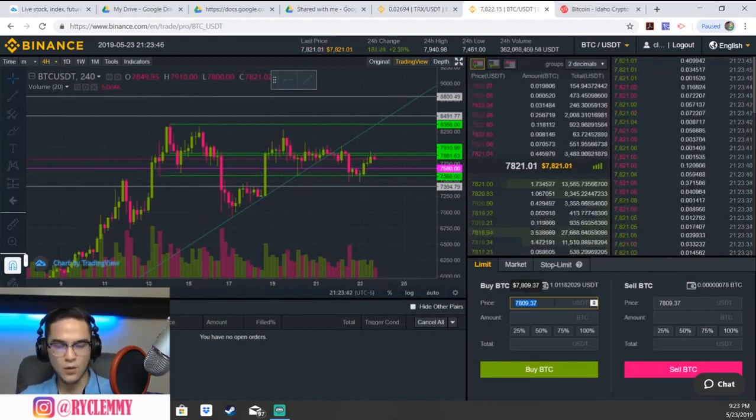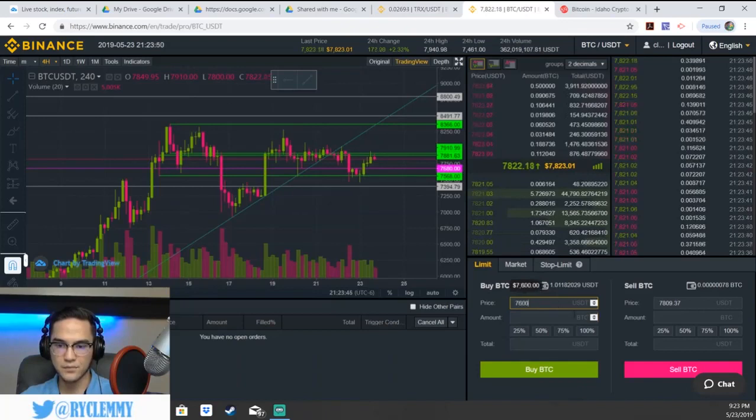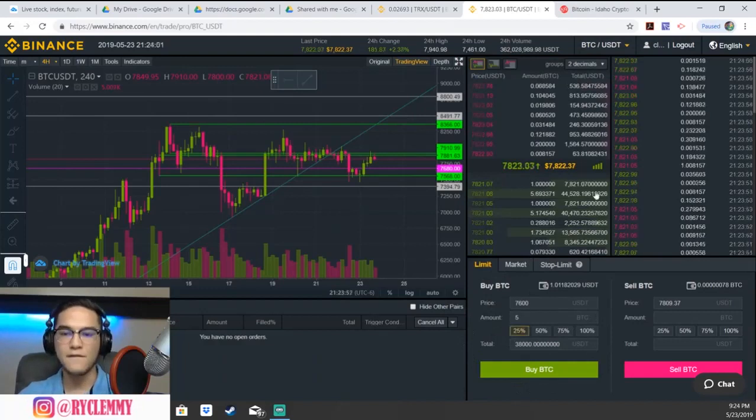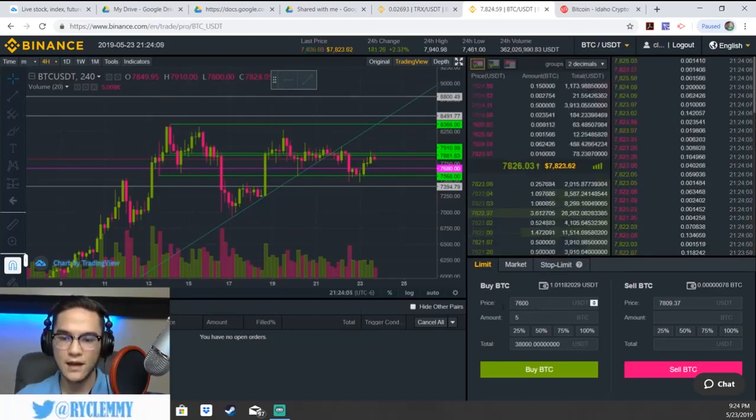So you could put in your limit order for 7,600, and you could type in the amount of Bitcoin that you want to buy. Say you wanted to buy 5 Bitcoin. What this is saying is that you want to buy 5 Bitcoin, but the reason it's called a limit order is because you are putting your limit at $7,600. So $7,600 is the maximum amount of money that you will pay for your Bitcoin.